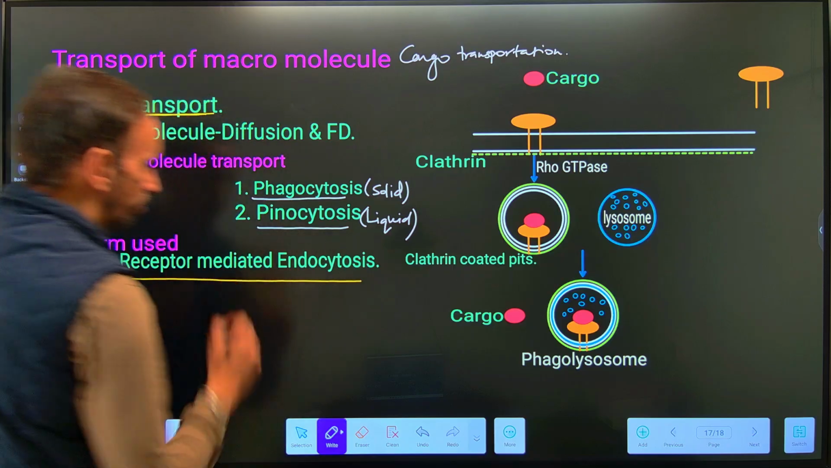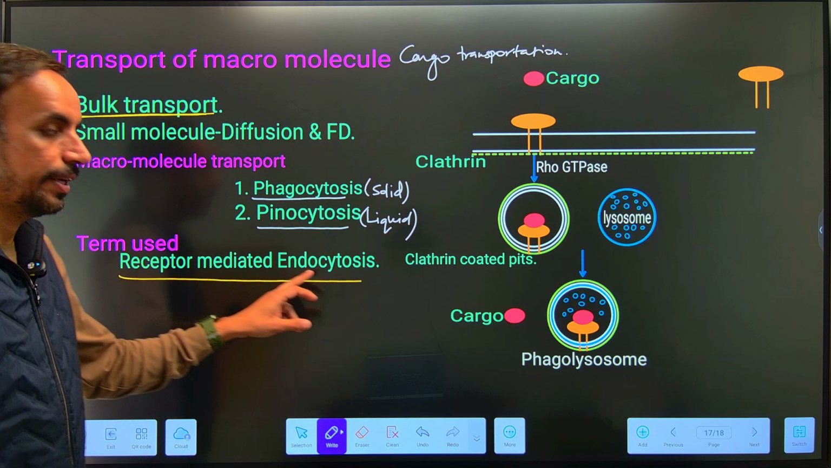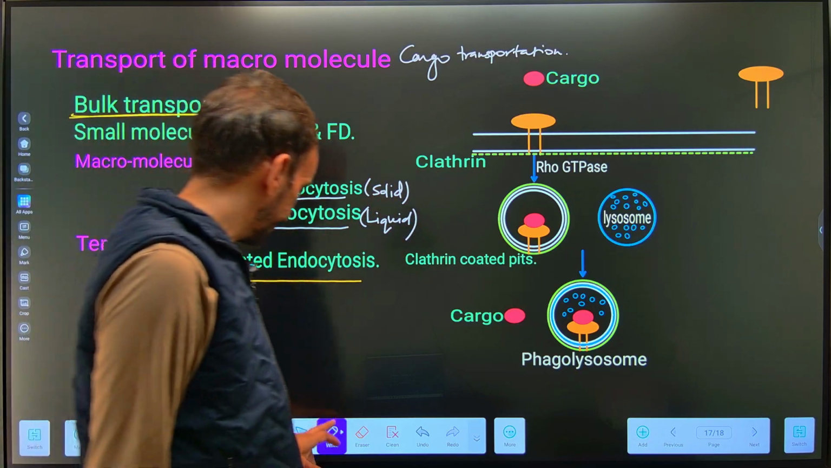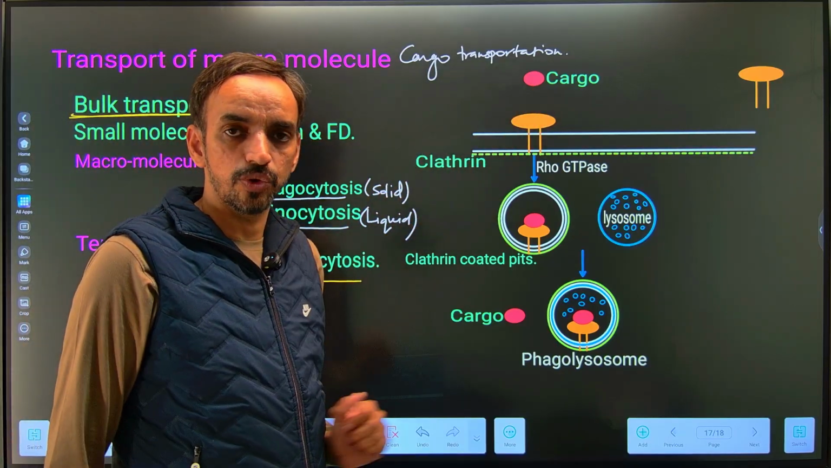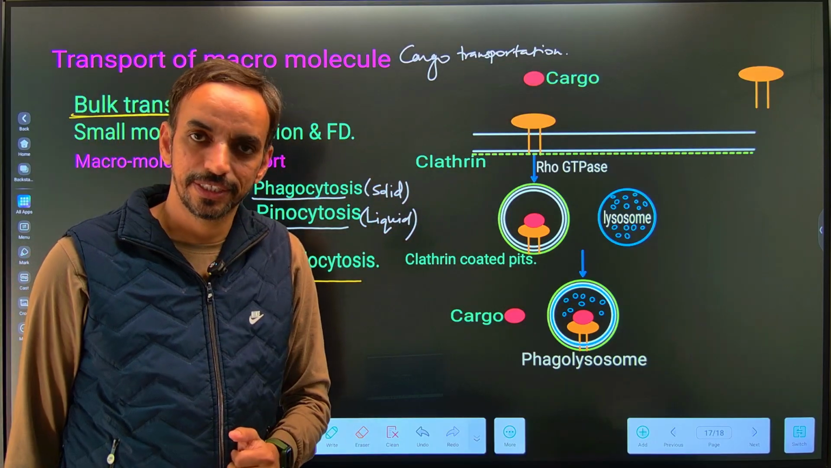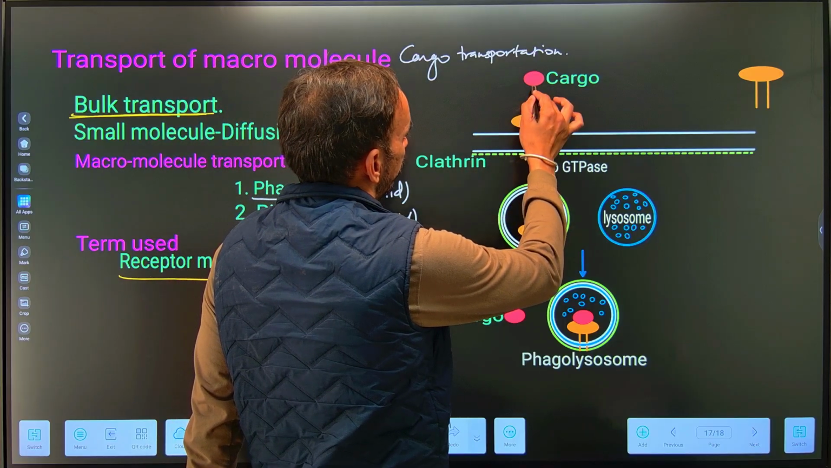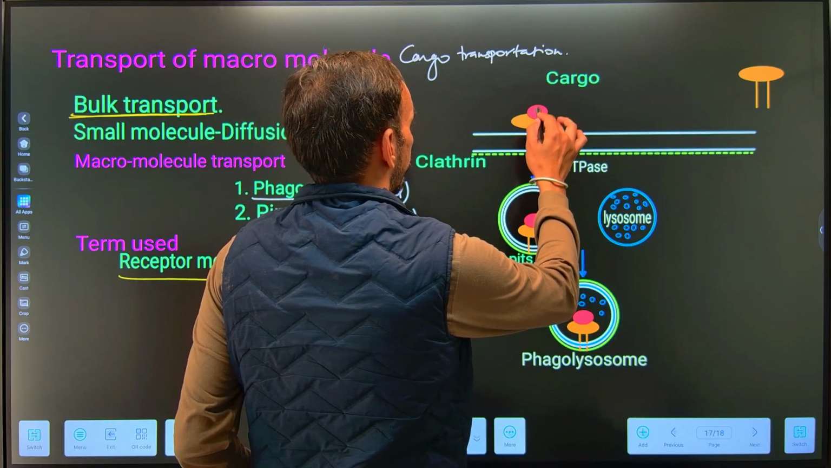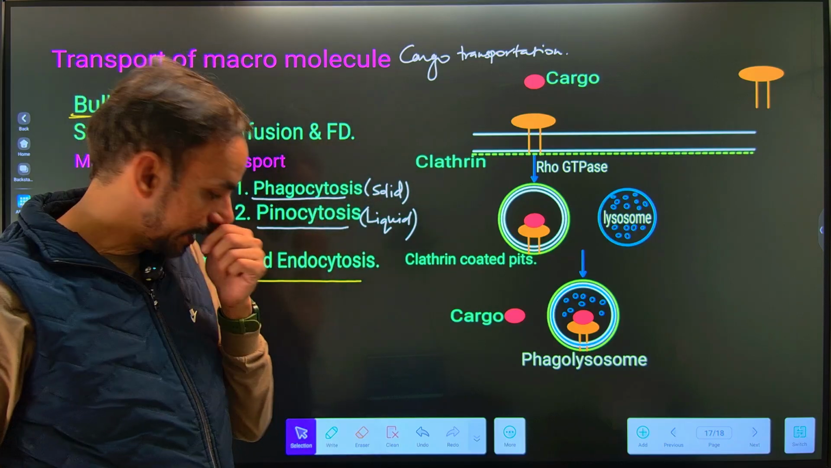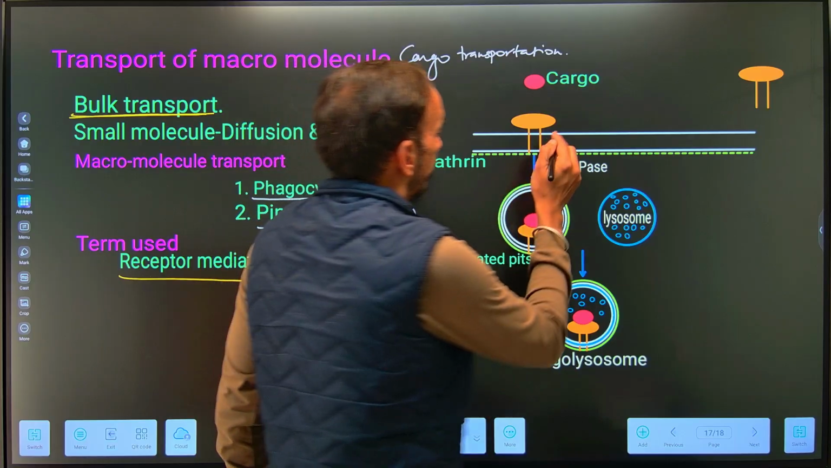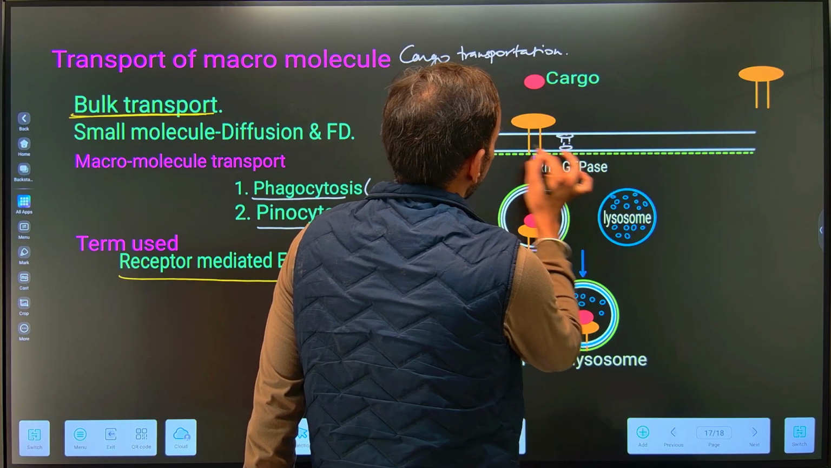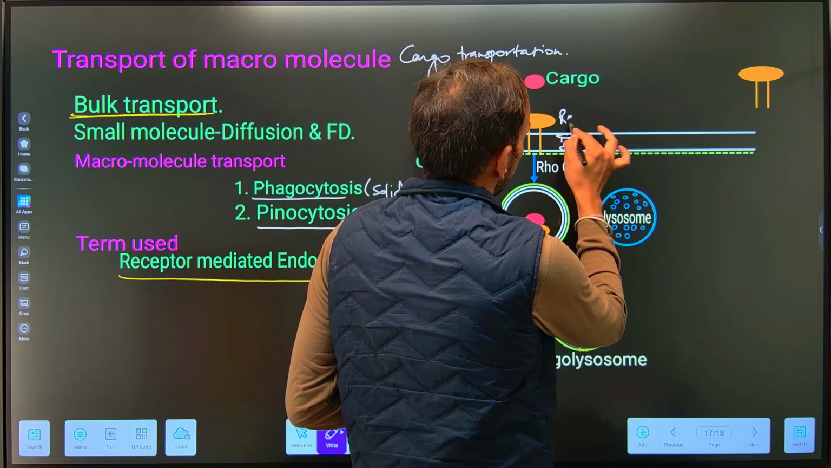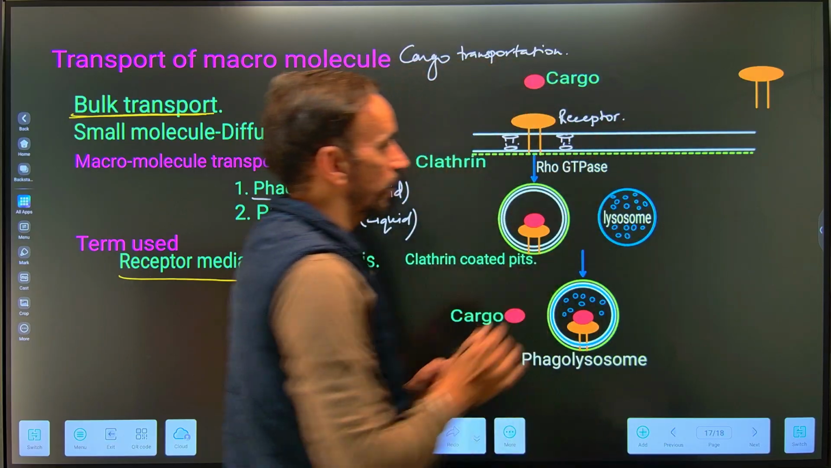It means the mechanism by which these are transported is called receptor mediated endocytosis. Now how receptor mediated endocytosis happens, we see in this diagram. Here we have a cargo molecule which is to be transported into the cell. First, this cargo molecule will bind to the receptor. We have the plasma membrane. Let us discuss this first: the white lines represent the lipid bilayer, and in this lipid bilayer we have a receptor for that particular type of cargo molecule.